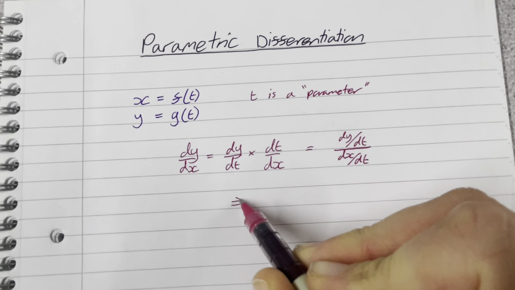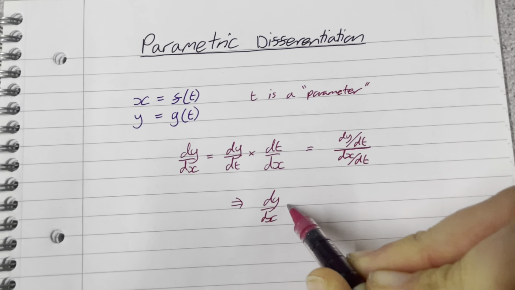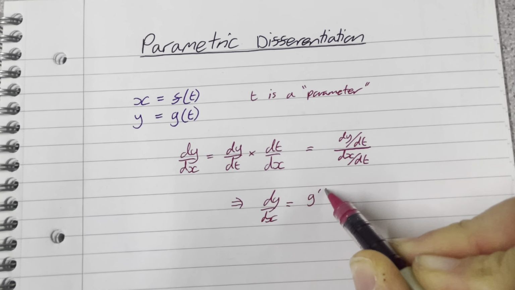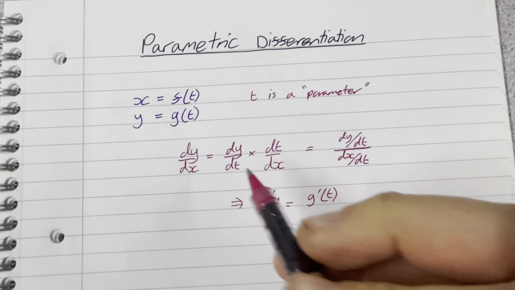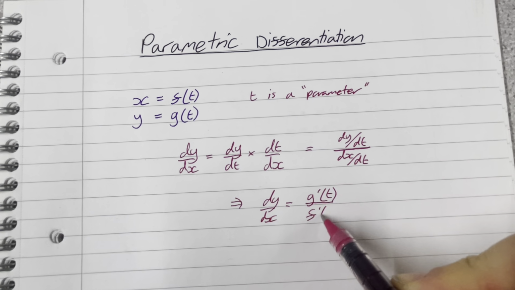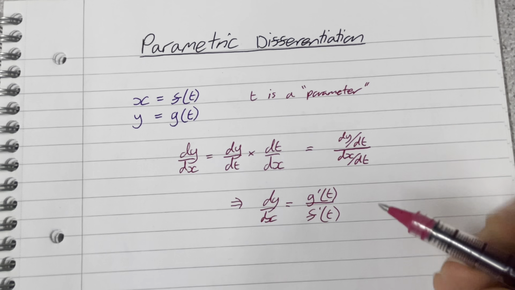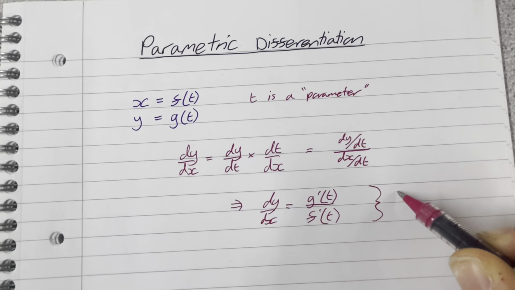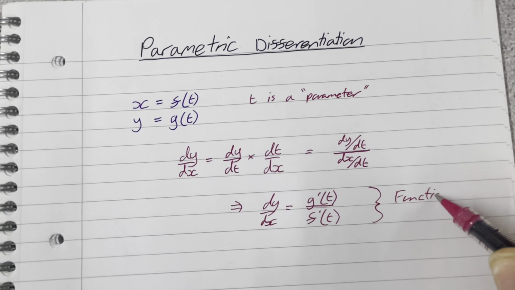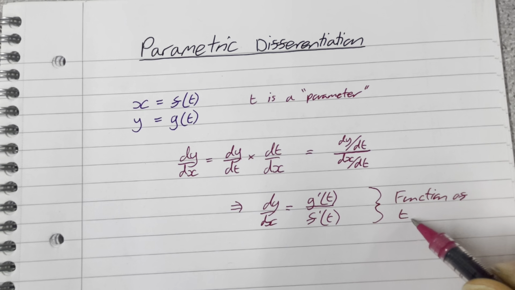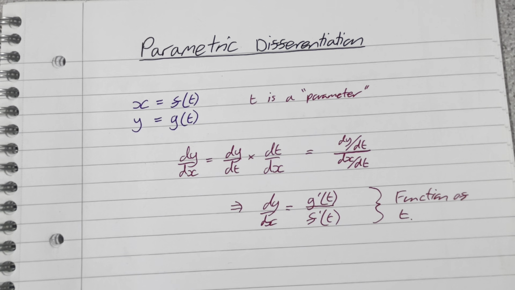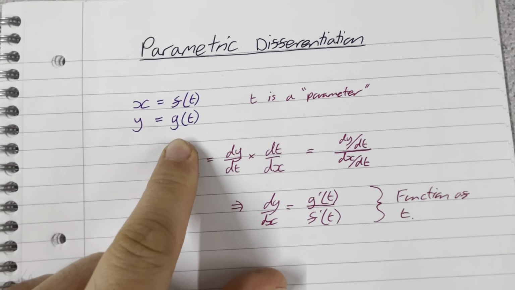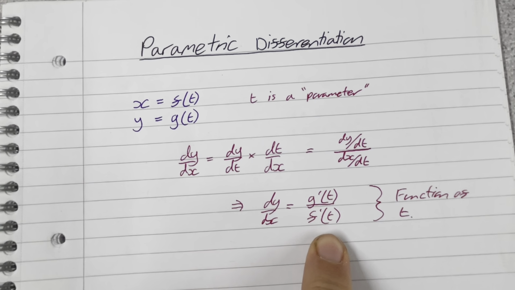So this will tell us then that dy by dx is going to equal g prime of t, the differential with respect to y, divided by f prime of t, which is the differential with respect to x. And you'll notice that in this case, it's going to be a function of t. So when you're using parametric differentiation, you need to know the value of the parameter that you are looking at, not necessarily the value of x and y. If you have got x and y, you need to solve this system over here to find the value of t, to then plug it into here.